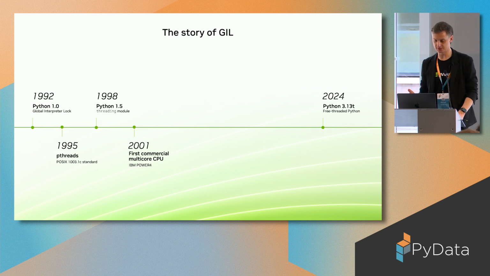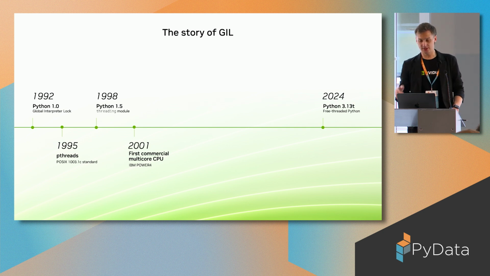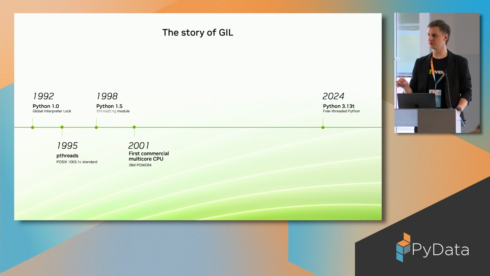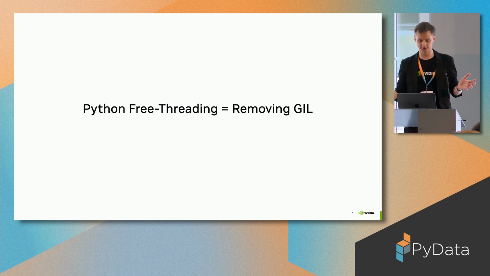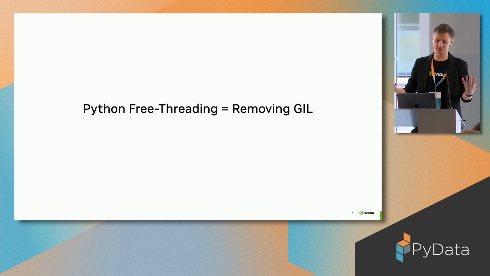And actually, last year, in October, which is the month when Python is released every year, we released Python 3.13 with the suffix t, and this is the first Python which has the GIL removed. This is basically what we call free threading. So when the GIL is removed, Python runs with threads unlocked and free.